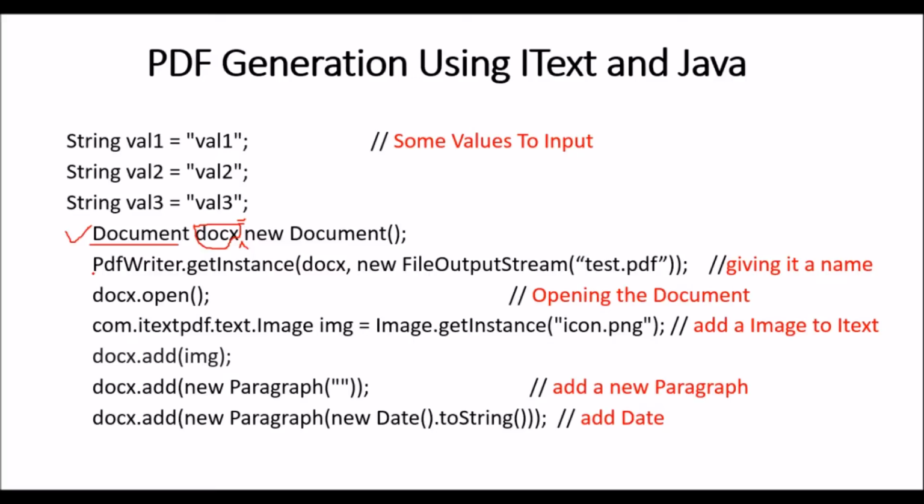Next, we are giving the name test.pdf to the output file by using a file output stream, and placing the document into a PDF writer. So we are now going to open the document.